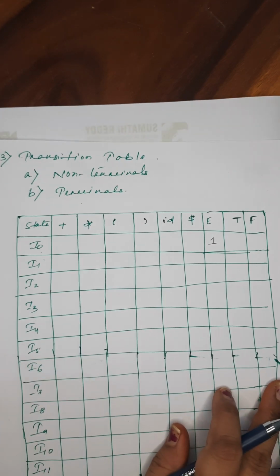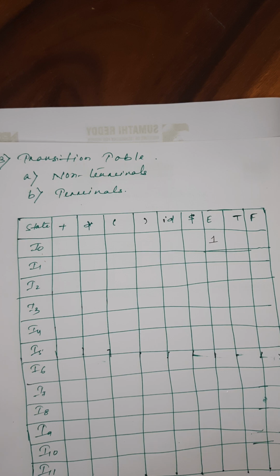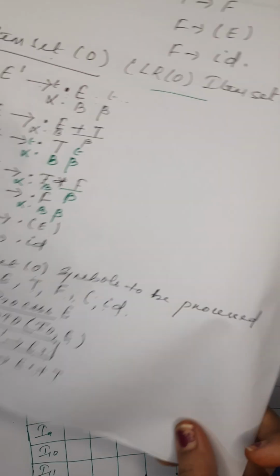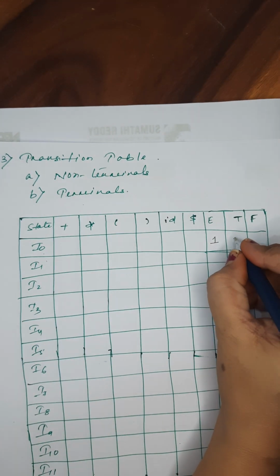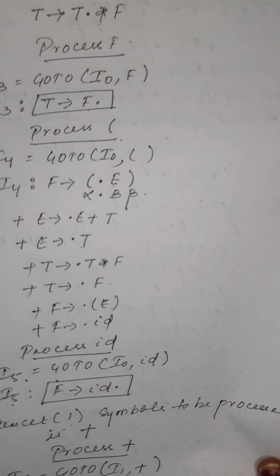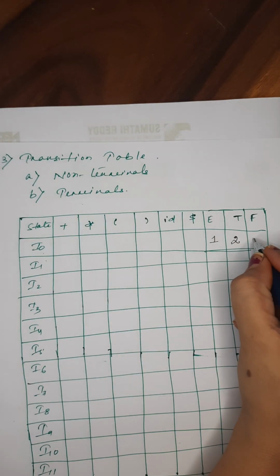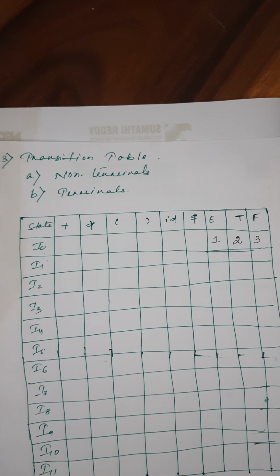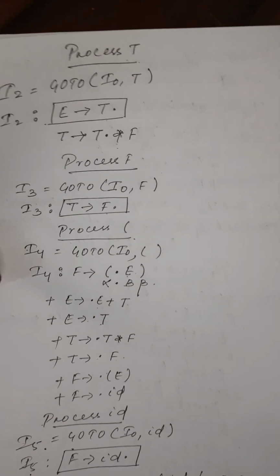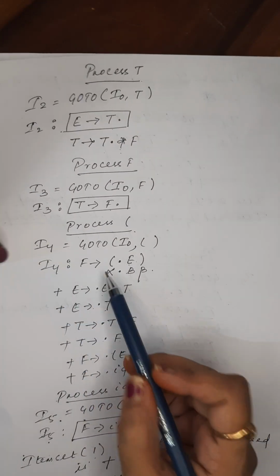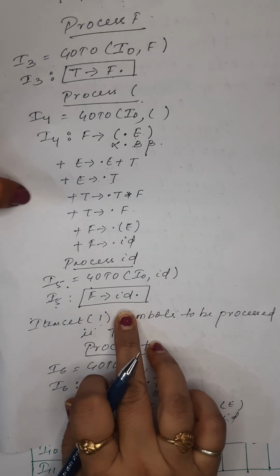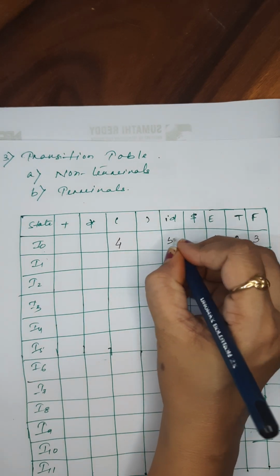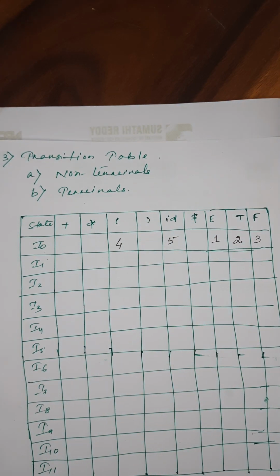The entry will be done like this. Then what is the next symbol? T. Where is it being processed? T is being processed in 2. So for I0 under T, I will write 2. For F, it is 3, so I will write 3. Don't write I, only write the number. Opening bracket is being processed in I4, so write 4, and ID is being processed in 5, so write 5. Similarly, we will do this for all the item sets.